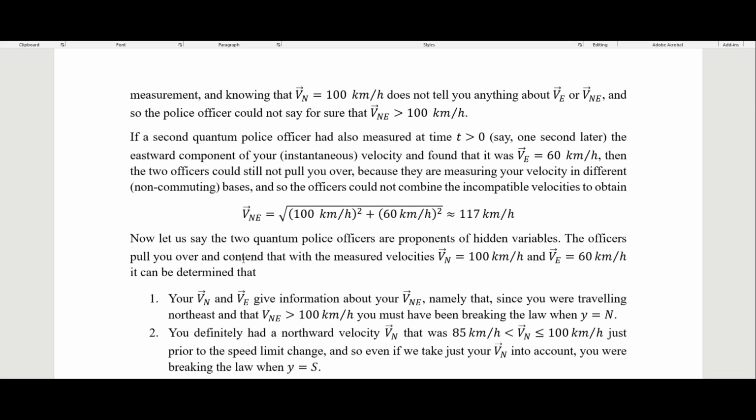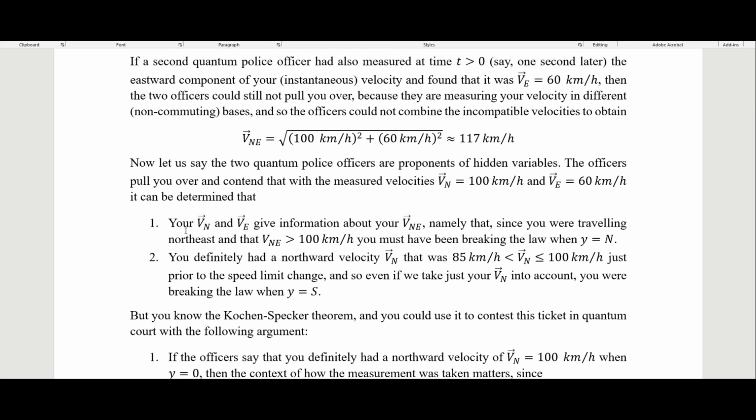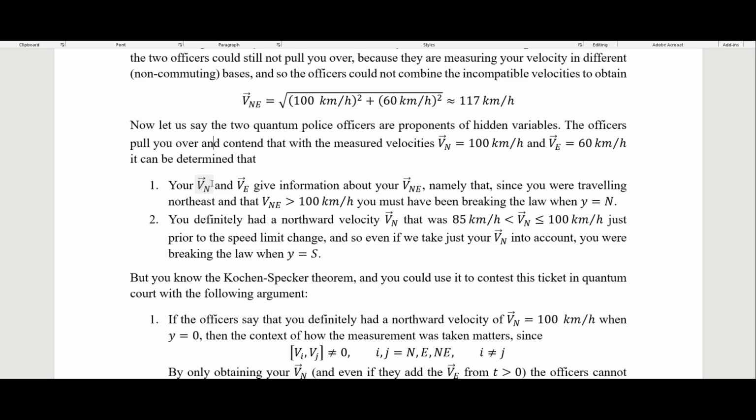So now let us say that the two quantum police officers are proponents of hidden variables. The officers pull you over and contend that with the measured velocities of the northward component being 100 kilometers per hour and the eastward component being 60 kilometers per hour, it can be determined that your northern velocity and eastern velocity components give information about your northeast velocity. Namely, that since you were traveling northeast and that your northeast velocity was greater than 100 kilometers per hour, you must have been breaking the law when you were north of that line.